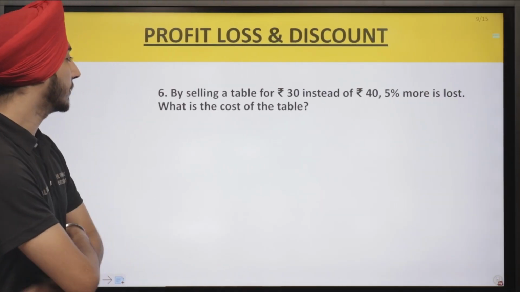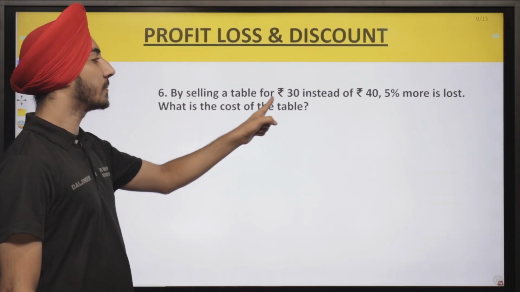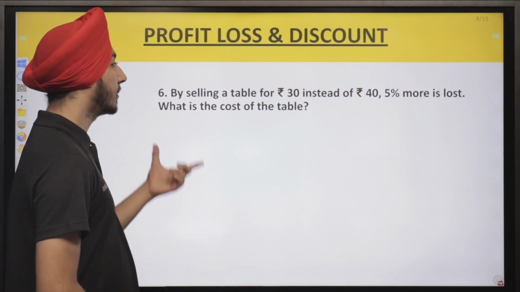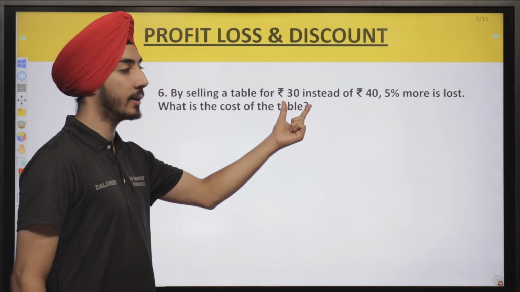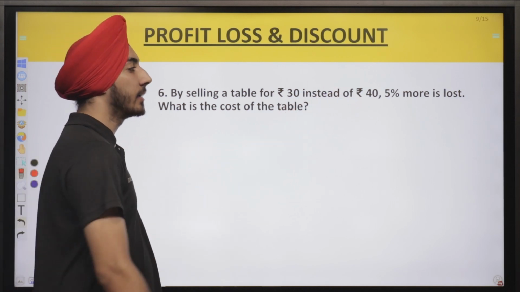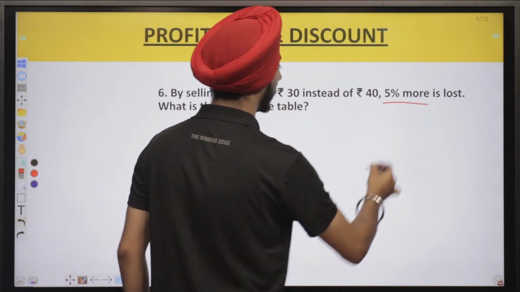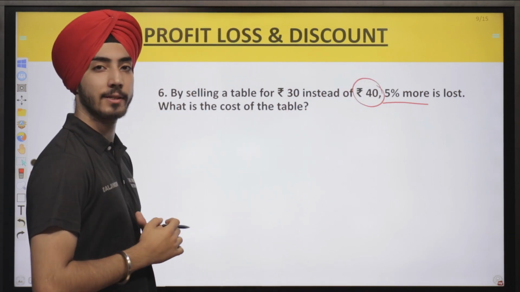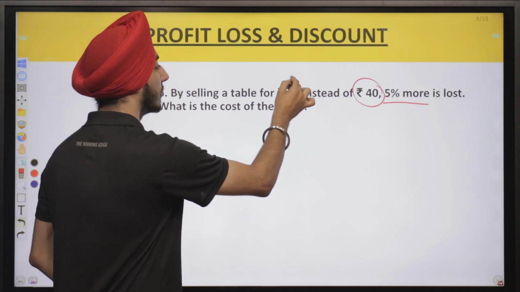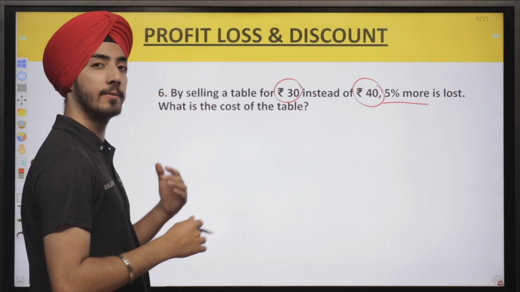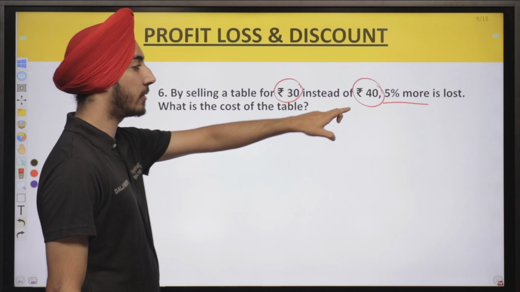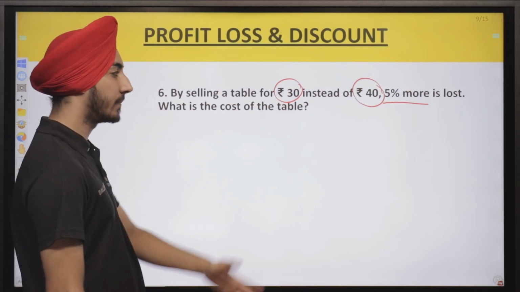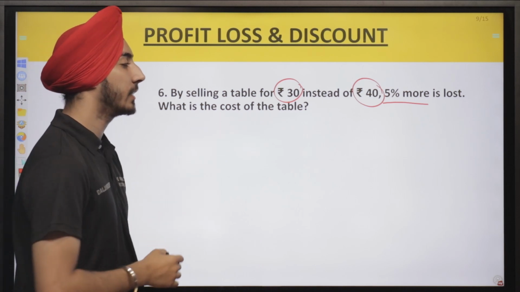So here's an interesting question. By selling a table for rupees 30 instead of 40, 5% more is lost. कि अगर वो table 30 rupees का sell करता है instead of 40, ठीक है, he is incurring 5% more loss. It means that even when he was selling at rupees 40, he was having some loss, and when he sold it for rupees 30, he had 5% more loss. ठीक है, 40 पे तो loss था ही था. When we sold it for rupees 30, there was 5% additional loss. Okay, what is the cost price of the table?